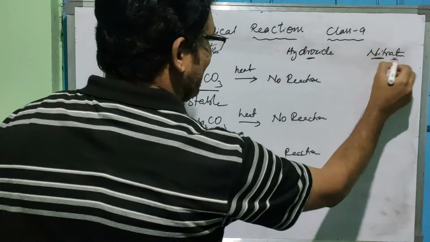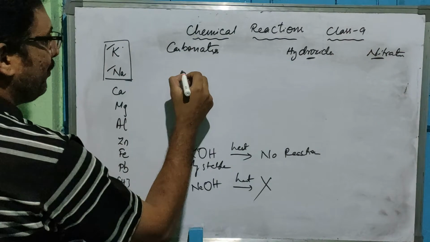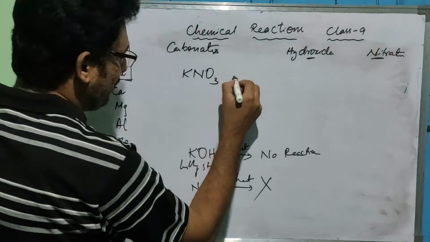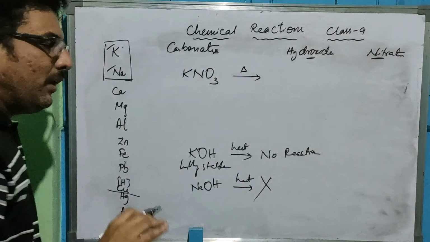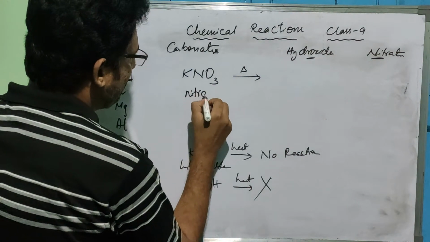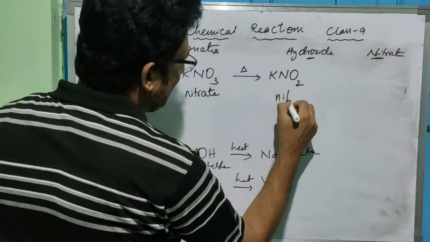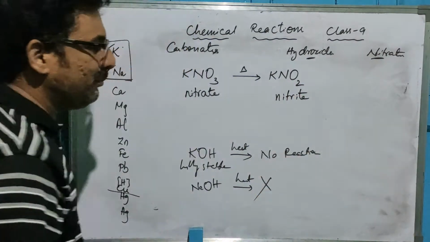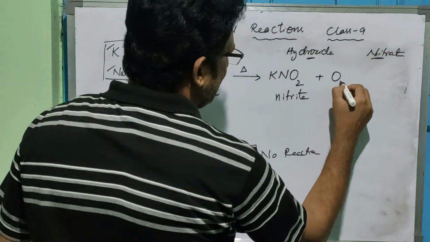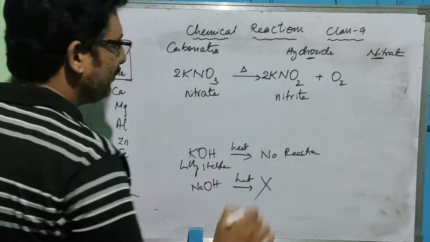Then what about the nitrates? If you take the nitrates of these two, let's take potassium nitrate, KNO3. On heating, KNO3 will undergo partial decomposition. It will give you potassium nitrite. So KNO3 becomes KNO2, and it will also give us oxygen. Oxygen gas will be released, and to balance, 2 here and 2 here.